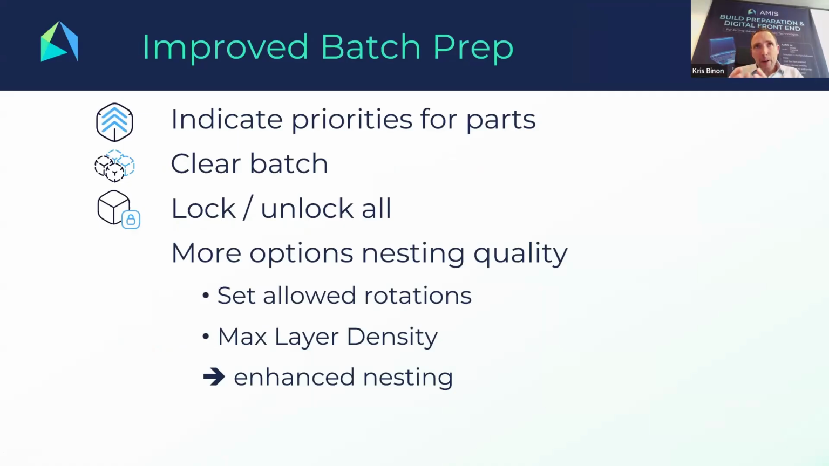Now, when we look at the second part, we had the part prep, now we're looking at the batch prep. There we also improved quite a few things. First of all, by popular request, I would say, it's now possible to indicate your priorities. So you can just select the parts that are priority, and these will be nested first, or at least, if possible, the algorithm will make sure that those parts are in first.